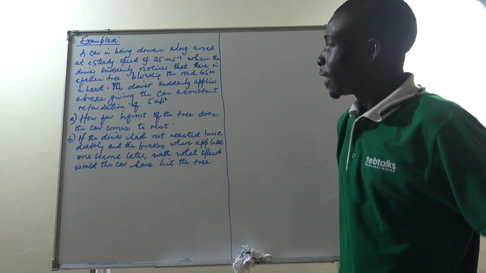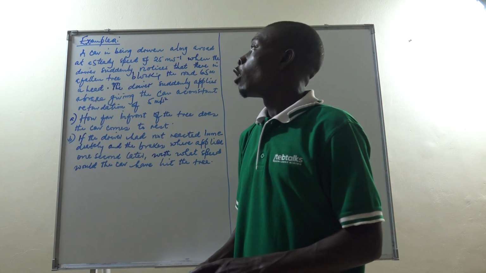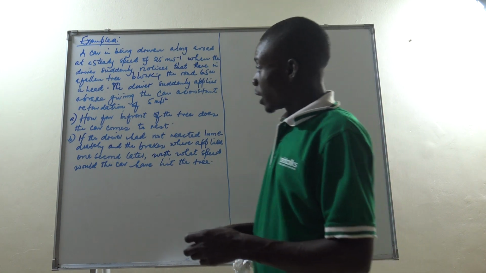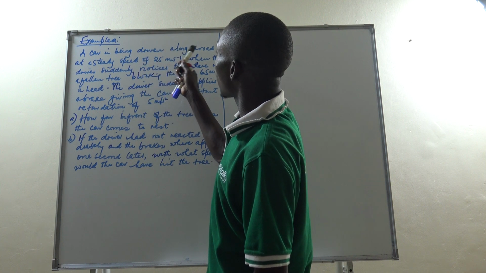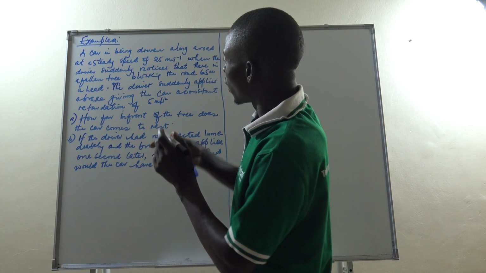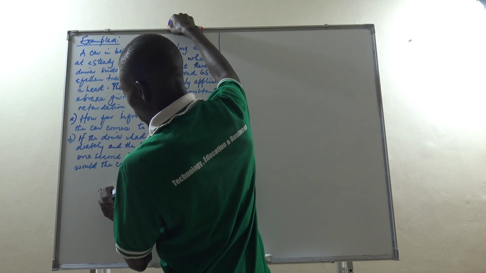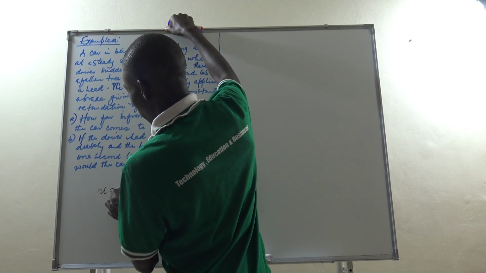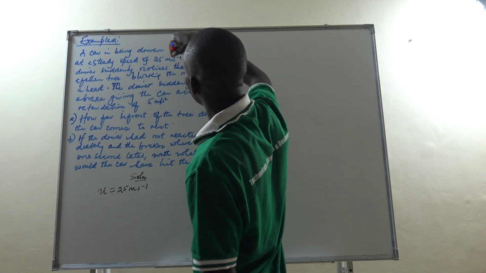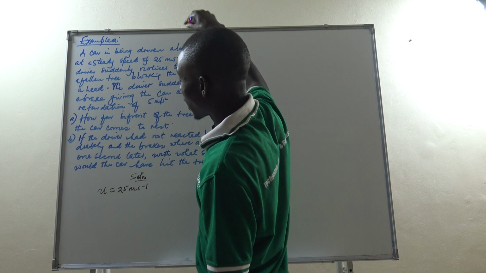So this is our next example, example number 2, still under the application of the equation of linear motion. The question is saying that a car is being driven along a road at a steady speed. That means they have given you the speed u as 25 meters per second. Then the driver suddenly noticed that there is a fallen tree blocking the road 65 meters ahead, isn't it?